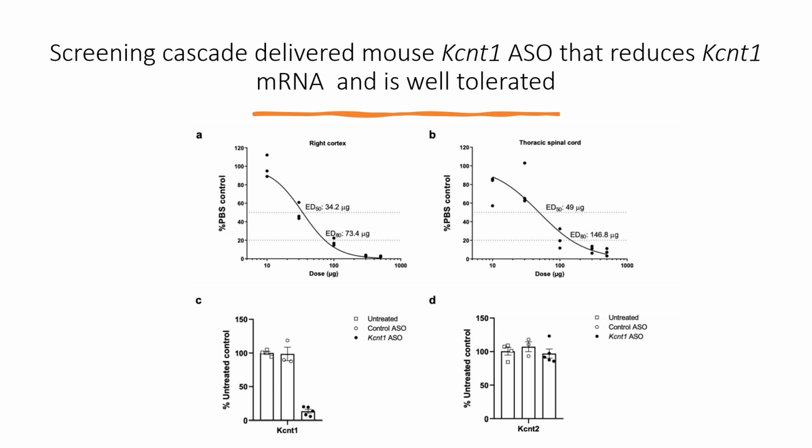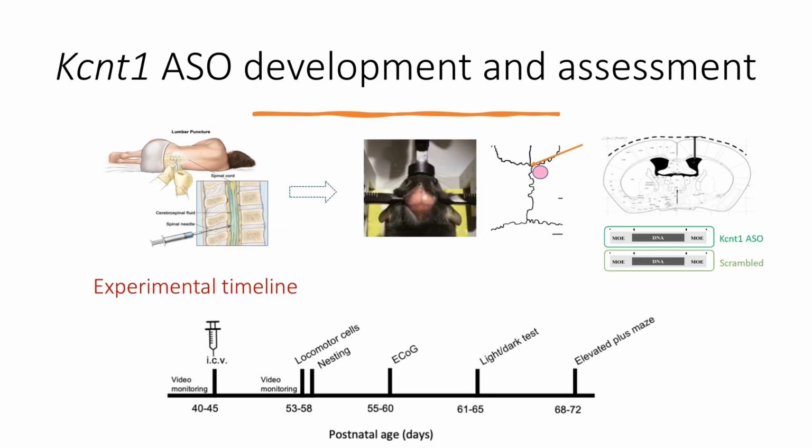It's specific. KCNT1 gets knocked down, the related gene KCNT2 does not. So we can make it very, very specific because it's a hybridization mechanism. We can select a unique sequence in order to achieve specificity.